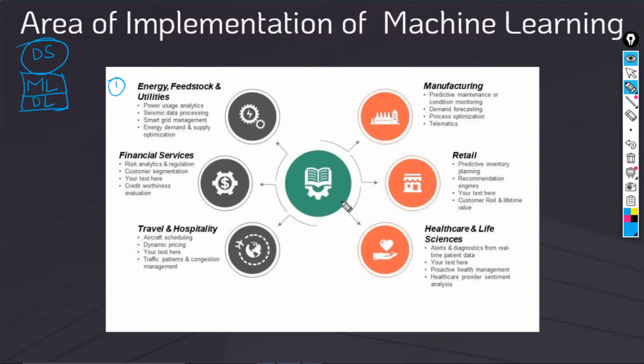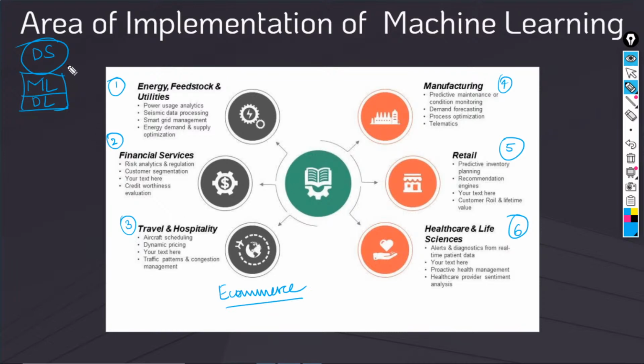because even if you're working for the energy sector or financial services or travel and hospitality or manufacturing or retail or health and life, these are just a few. These are just a few because here I still don't see e-commerce. There are a lot of other sectors that are missing. Okay, that's just one example.